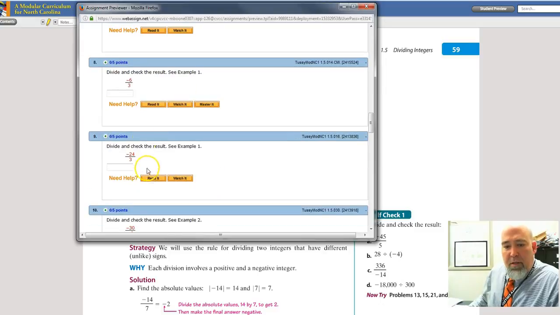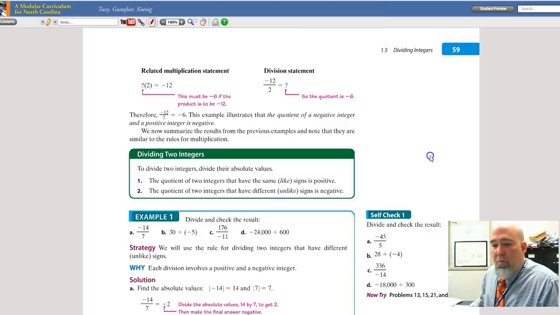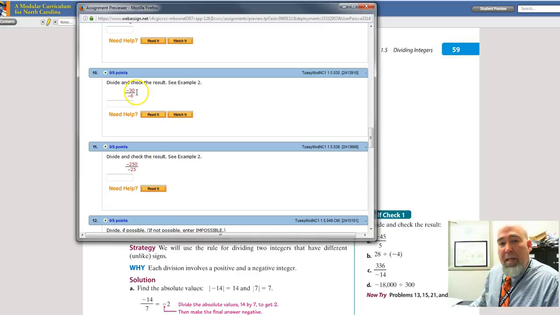If you look at number 10, you're dividing two integers, and they're both negative, so the answer is going to be positive. And this rule is found on page 59 of your text. So if they're the same, it's positive. If they're different, it's negative. So on this one, we would get a positive value.